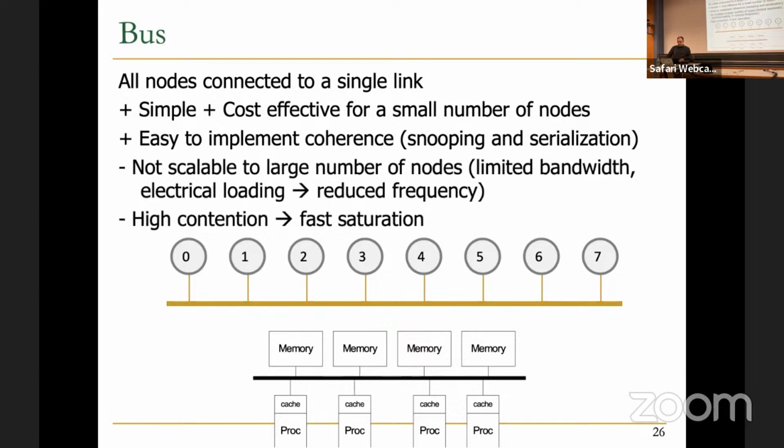But as you can imagine, it's not scalable to a large number of nodes because of limited bandwidth and electrical loading, which in the end reduce frequency. And also, it's not very good at contention. So it gets saturated very soon. When you have only a few nodes, so your bus needs to arbitrate across only a few nodes, like 4 nodes. But once you have 64 nodes, let's say, now your bus needs to service 64 nodes.